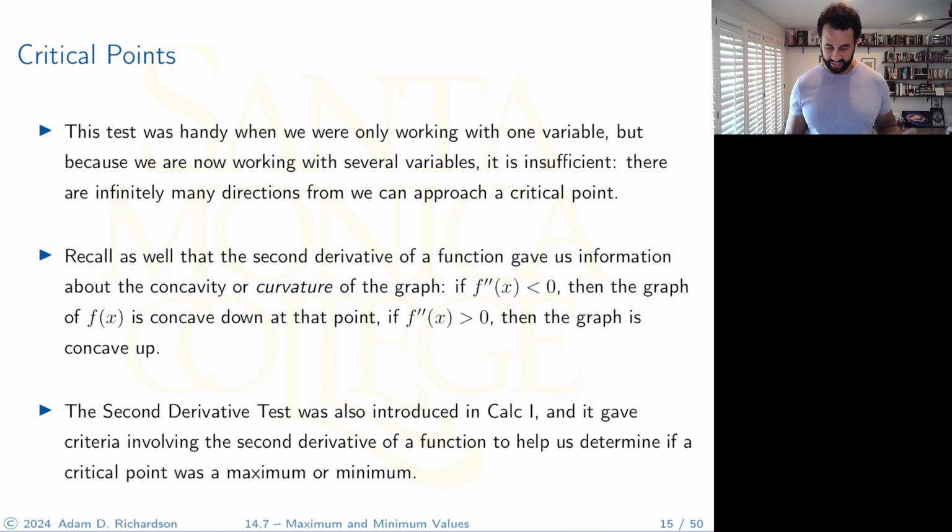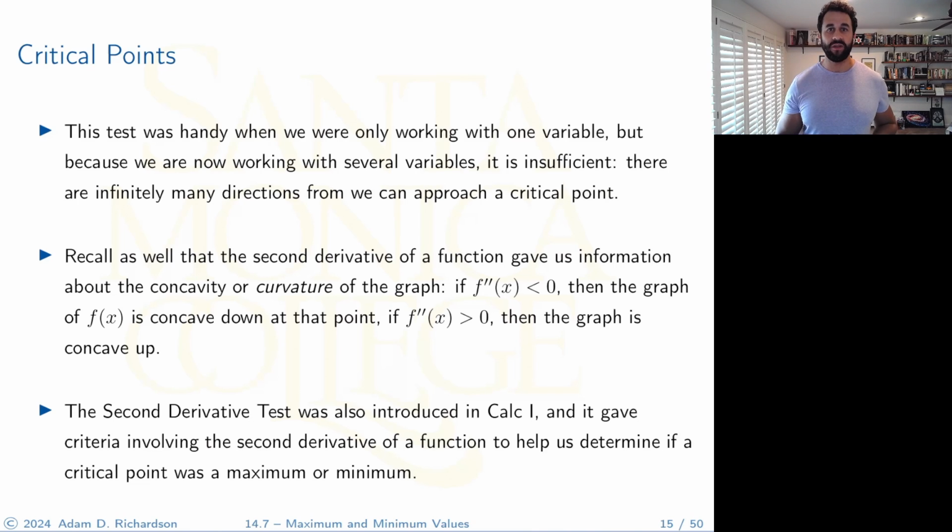You might recall this, but the idea was that the second derivative gave you information about the curvature of the graph. So if your second derivative was negative, then your graph was concave down at that point. And if your second derivative was positive, then your graph was concave up at that point. That was the idea. If you needed more information about the graph, you would take the second derivative and get information about the curvature. Then we derived the second derivative test, and that gave you the criteria you could use to help determine if a function has a maximum or a minimum.